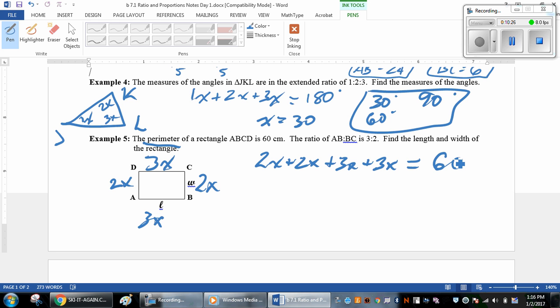When we solve it, we get x equals 6. We plug it back in. Then we get our length, or AB, is going to be 3x, right? So that means our length is 3 times 6, or 18.